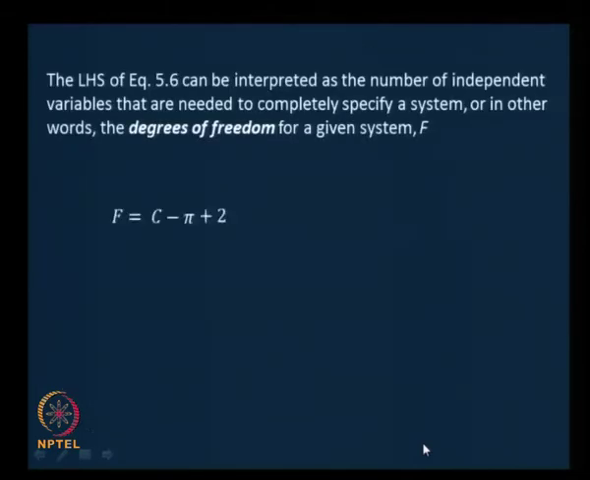The degrees of freedom, the number of variables required to specify the state of the system, can be obtained from the phase rule F equals C minus pi plus 2.